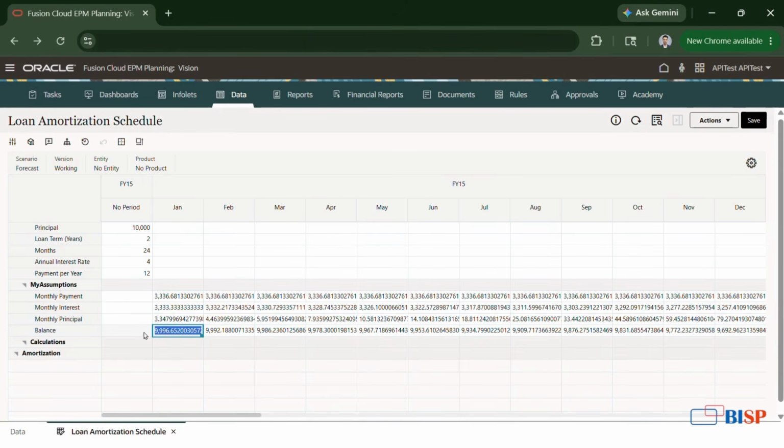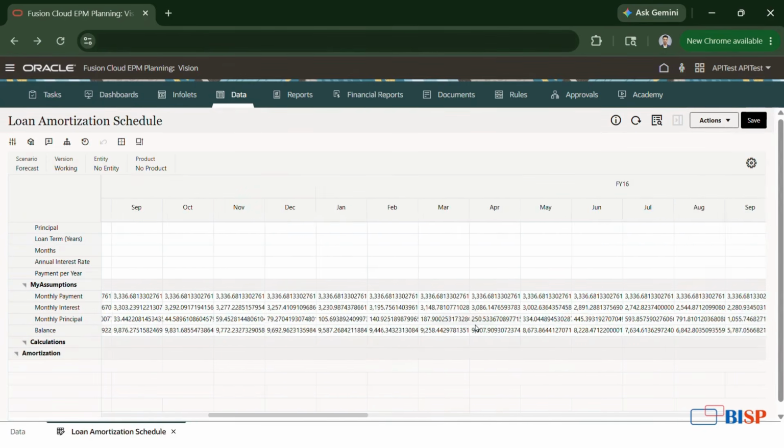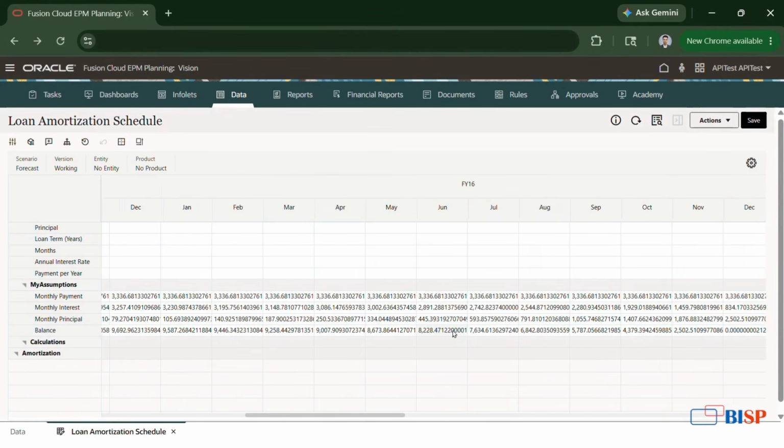Now, let's verify the remaining balance. After the first payment, the balance decreases from $10,000 to approximately $9,599. This matches the calculation we previously validated in Excel. As we move through the schedule, each month's balance becomes the starting point for the next month's calculation. The balance continues to decrease as additional principal payments are applied.